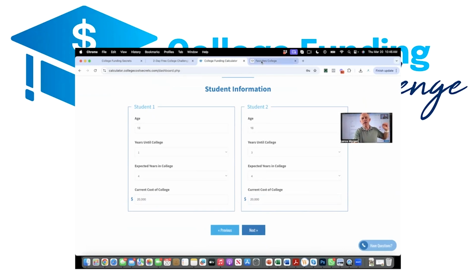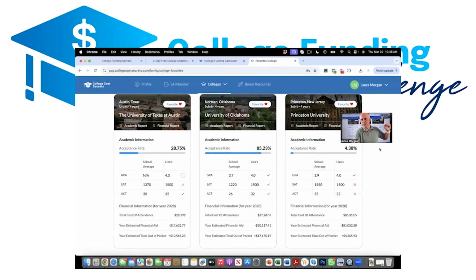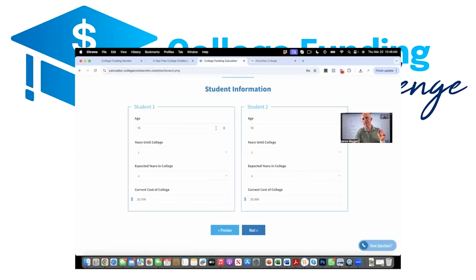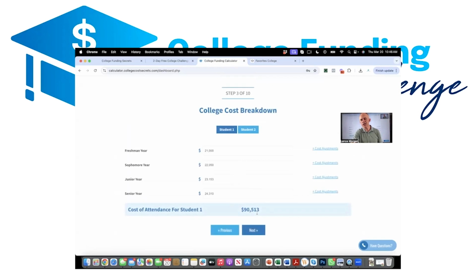I'm not looking at an Ivy League school where I only have to pay $5,000 out of pocket. I'm looking at $20,000 a year. This is very doable. I'm trying to be very realistic. So I've got two kids going to school now at $20,000 a year each.